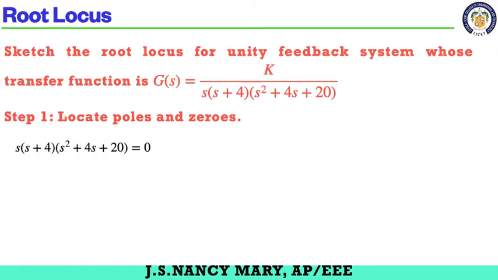Making the denominator 0, I can write the poles as s equal to 0, and s plus 4 equal to 0, which makes s equal to minus 4. Then, when you find the roots of the quadratic equation, they are minus 2 plus j4 and minus 2 minus j4. Now mark all of these on your graph sheet.